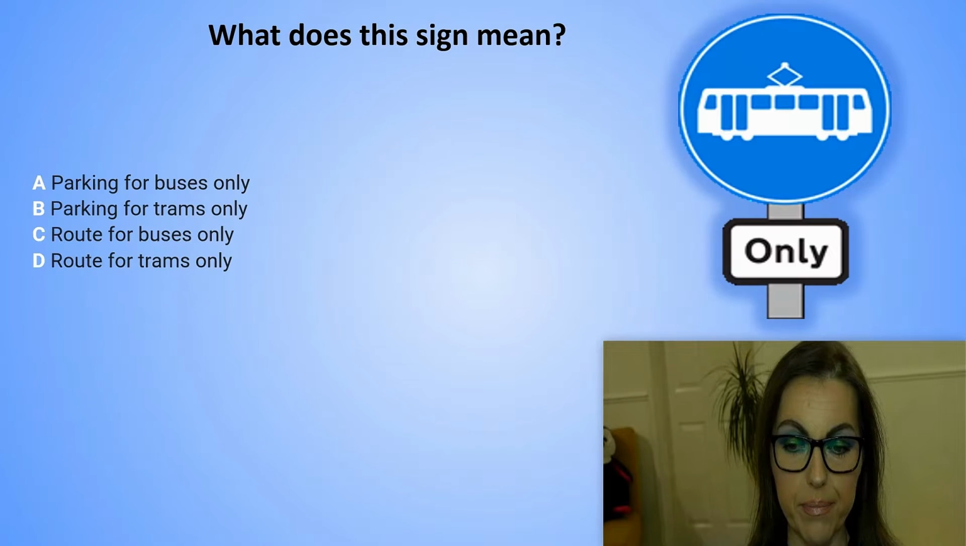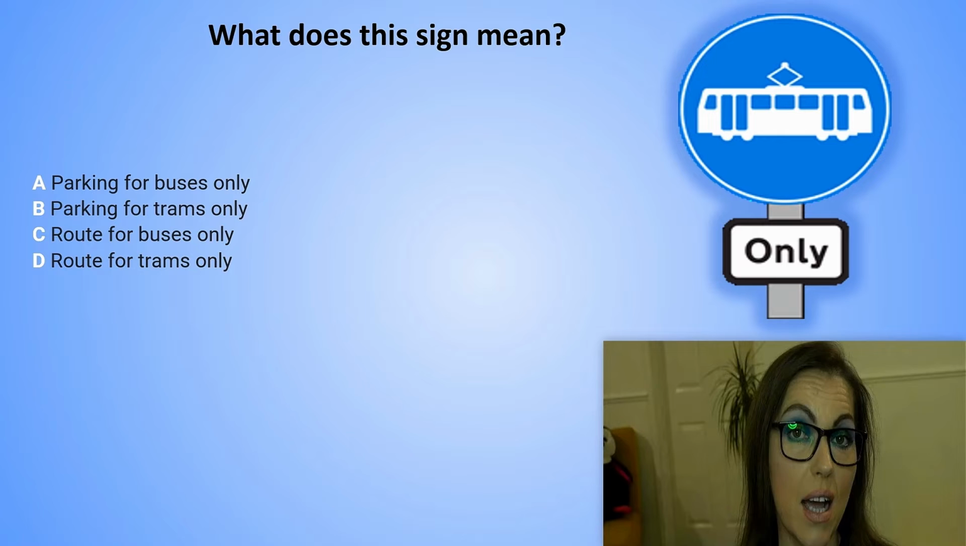Next question. What does this sign mean? A. Parking for buses only. B. Parking for trams only. C. Route for buses only. Or D. Route for trams only.